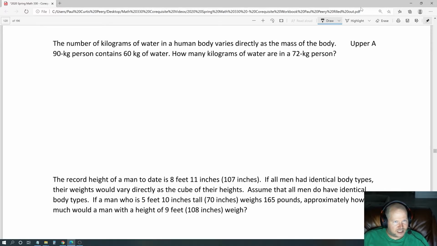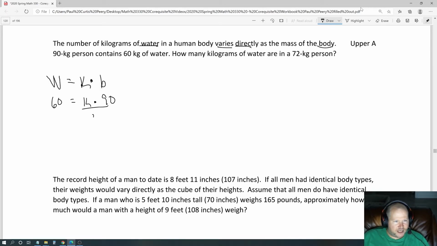So we could do something like water of the human body varies, which is equal to K. Directly means multiplication, right? Varies equals K, directly, multiplication, as the mass of the body. So I'm going to use B for body. Yeah, we'll do that to differentiate. Okay, so a 90 kilogram person, all right, so we keep the K, and the person weighs 90, and they have 60 kilograms of water. Okay, so body 90, water 60.